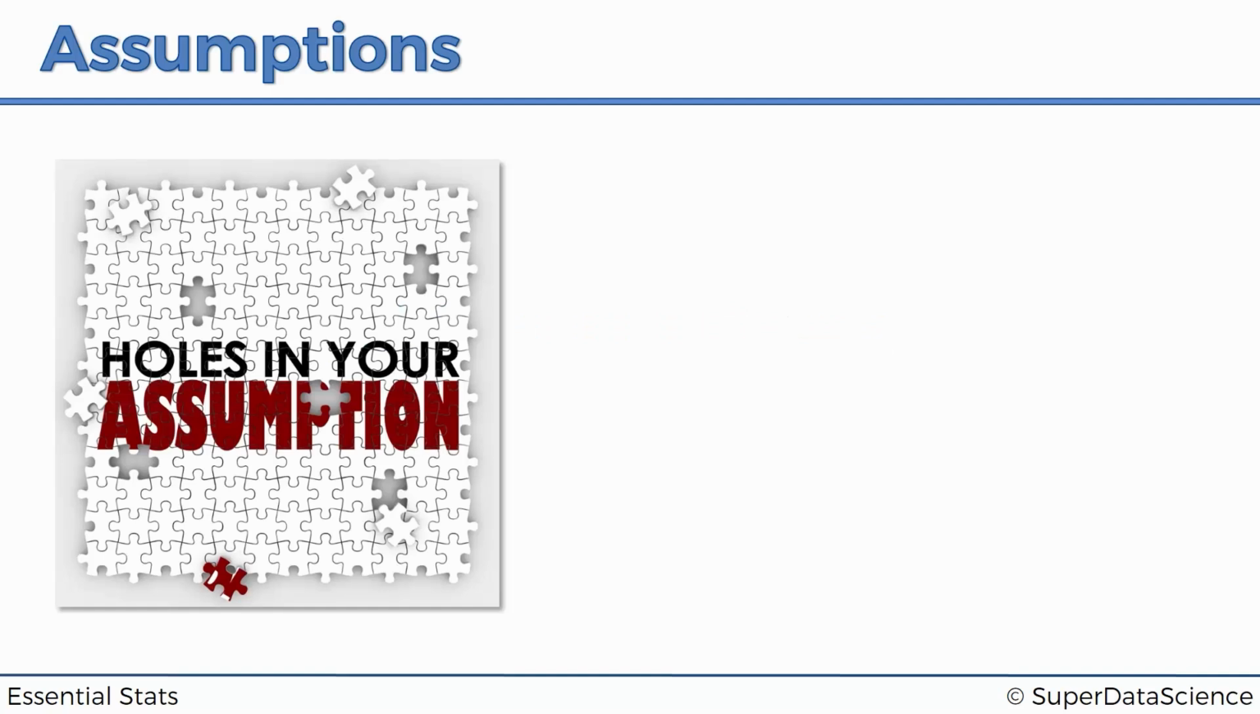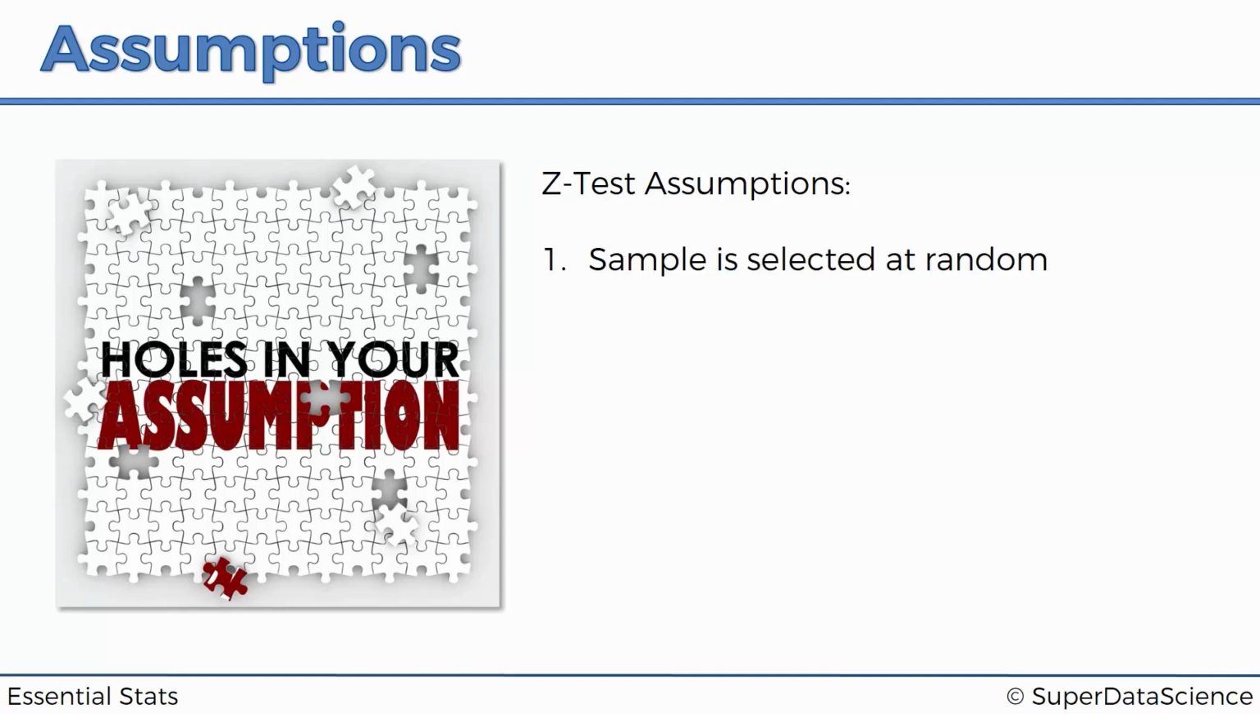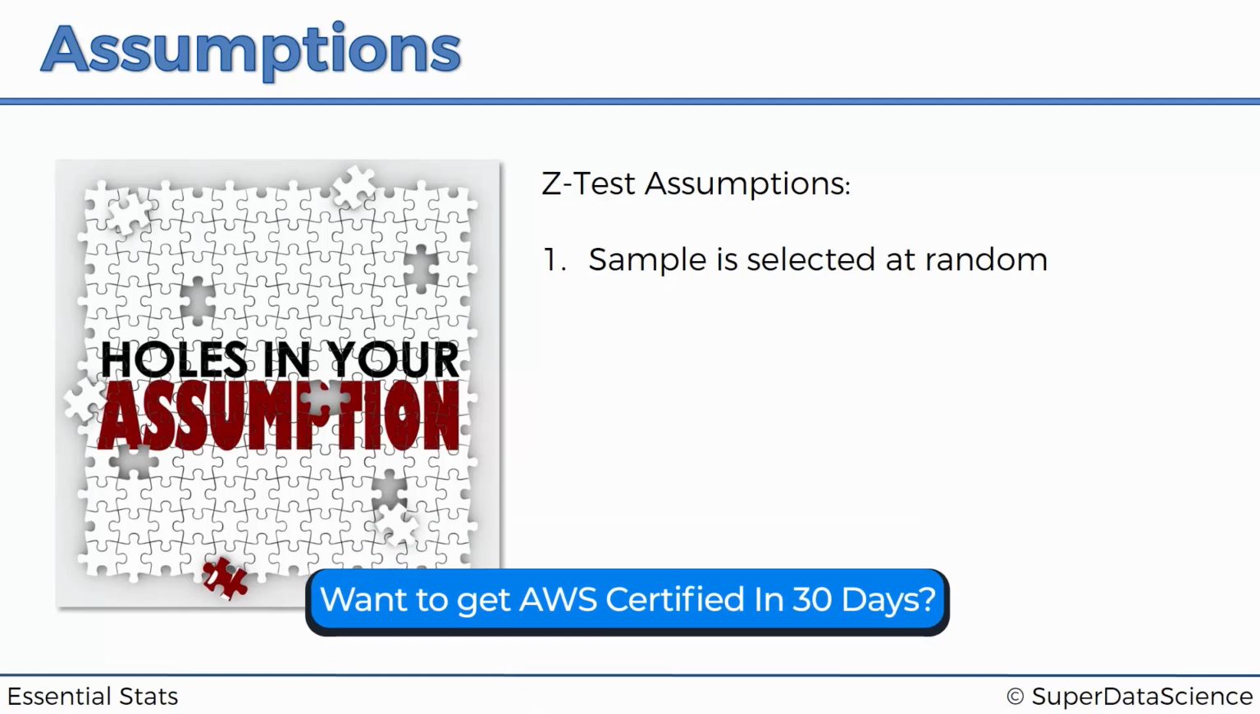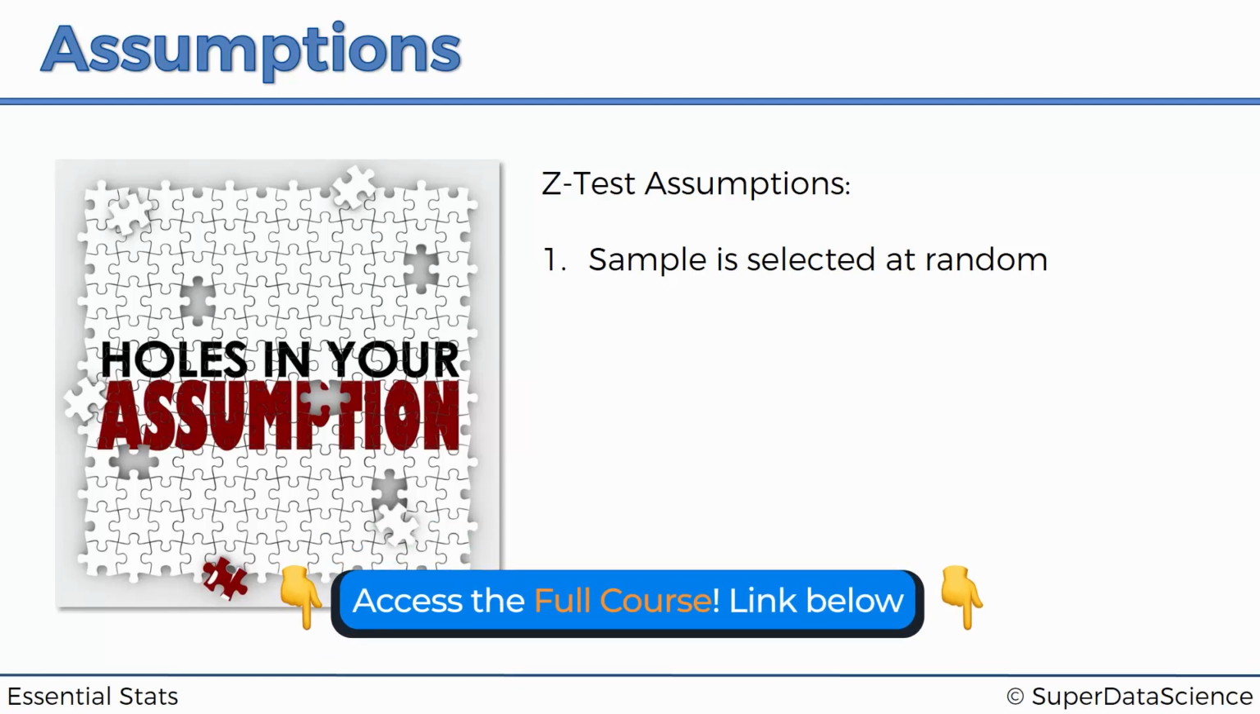All right, assumptions of the Z-test, because what we've been doing so far, hypothesis testing, is actually called the Z-test. We're running the Z-test because we're looking at the Z-table and calculating the Z-score. The first assumption of the Z-test is that the sample is selected at random. Very important assumption, which often is not taken in the correct manner.